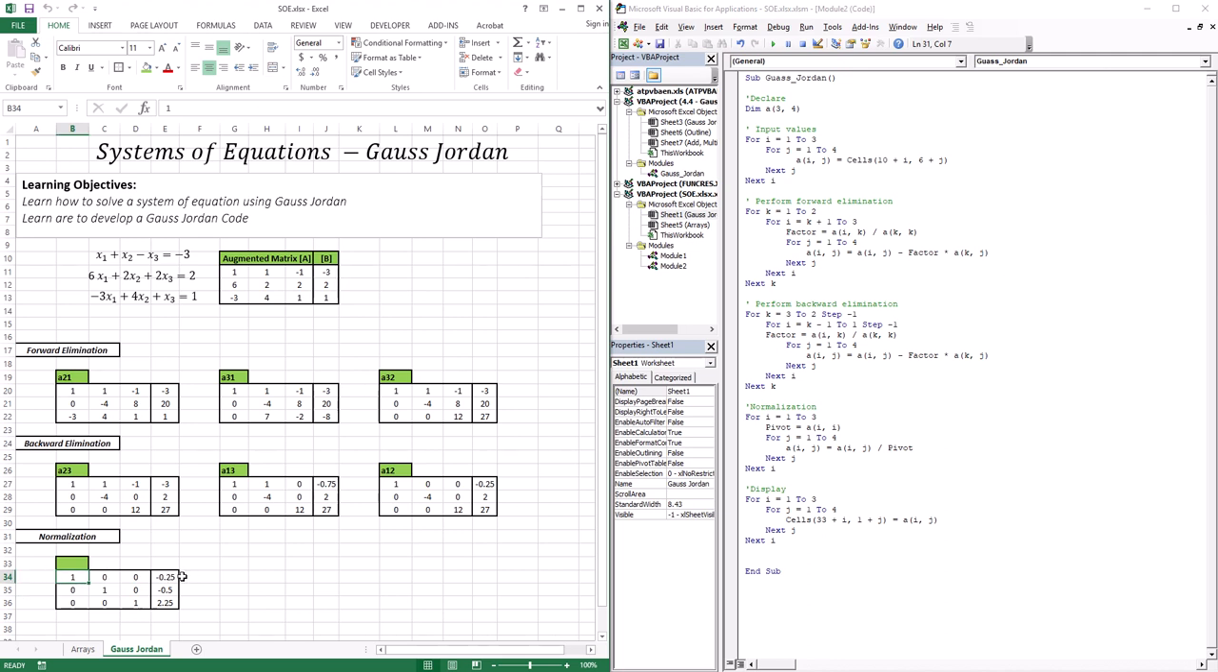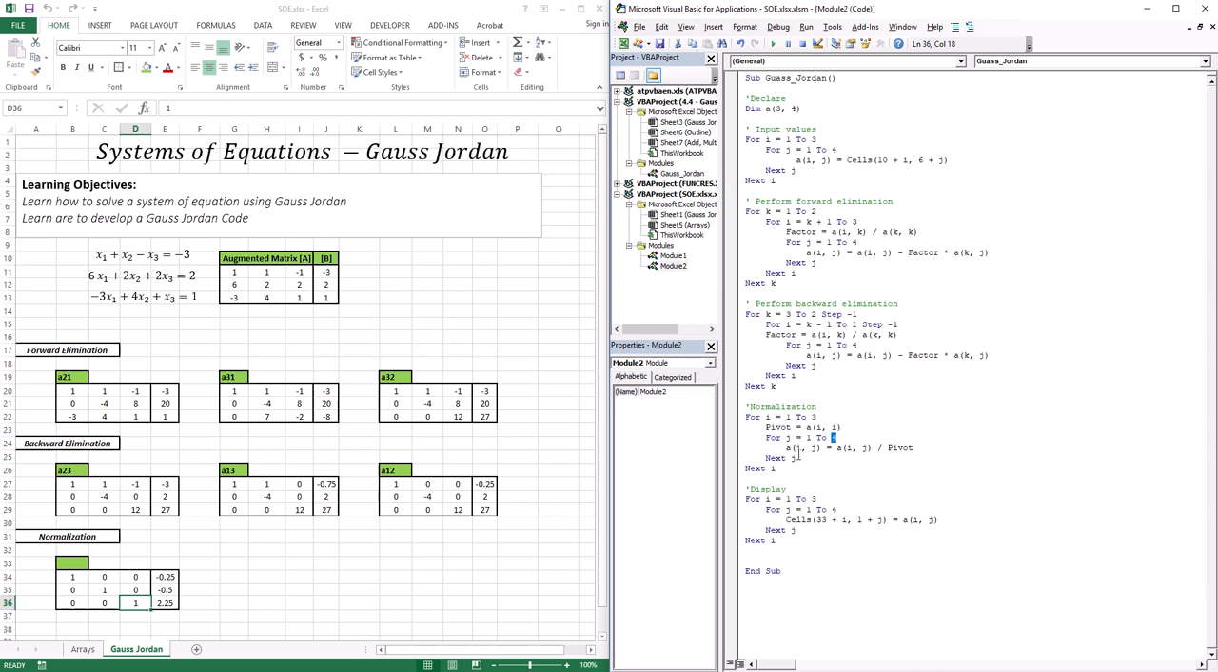Now with normalization, like we said, what we're doing is we're taking A11 and dividing every value in this row by A11. We're taking A22 and dividing everything in the second row by A22, and taking A33 and dividing everything in the third row by A33. So here's the normalization code. We're going to have a nested loop. So i is equal to 1 to 3 because we have 3 rows, and j is equal to 1 to 4 because we have 4 columns.